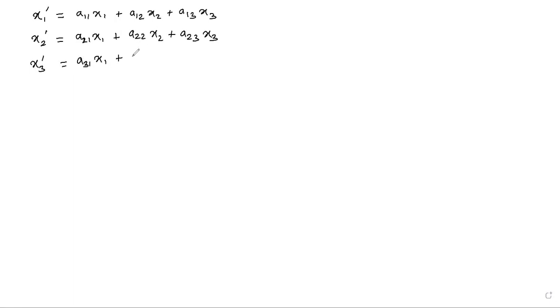A11 x1 plus A12 x2 plus A13 x3. Similarly, x2 prime is equal to A21 x1 plus A22 x2 plus A23 x3. And similarly, x3 prime is equal to A31 x1 plus A32 x2 plus A33 x3. So this is the relation between Cartesian coordinates.